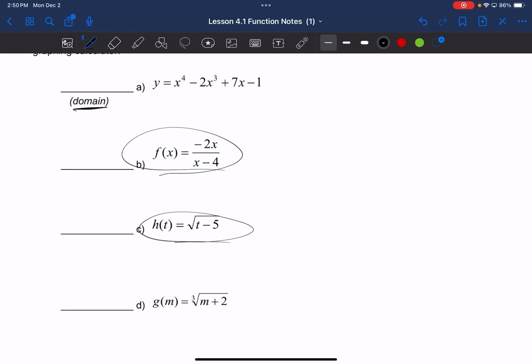So make sure you write it in either the set or from negative infinity to 4 and stop.